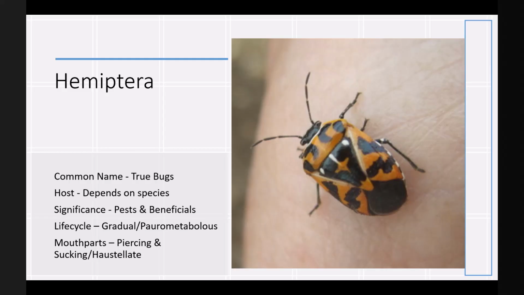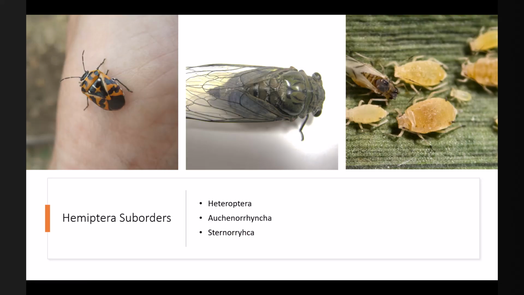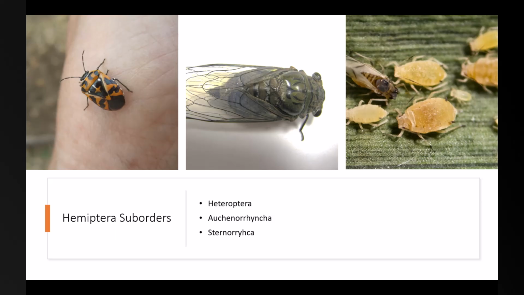The order Hemiptera can be further divided into 3 suborders, and if you can organize these suborders, it will help you to identify the specimens a little better. It's a good idea for intermediates and seniors to know the 3 different types of suborders, especially if you're going to be competing at the state level. You will be required to differentiate between the suborders Heteroptera, Auchenorrhyncha, and Sternorrhyncha.